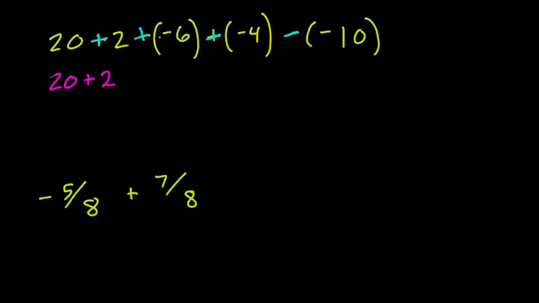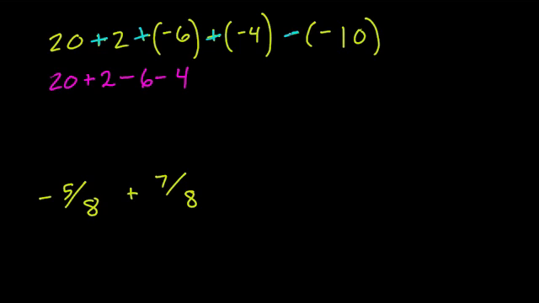Well, what does that mean? Well, adding a negative is the same thing as subtracting a positive. In other words, 2 plus negative 6 is the same thing as 2 minus a positive 6. Or I can just write that as what? Well, 2 minus 6, right? Same thing. And here, plus negative 4 is the same thing as minus 4 for the same reason.